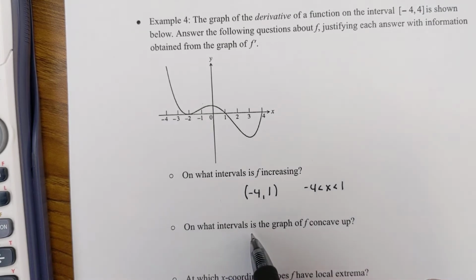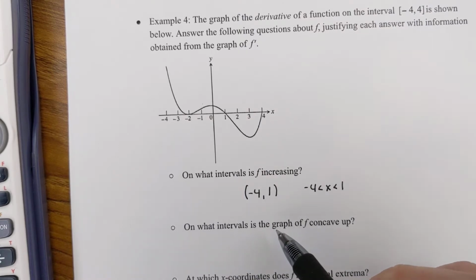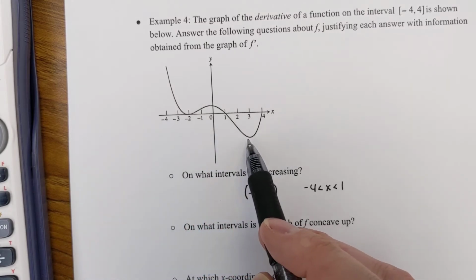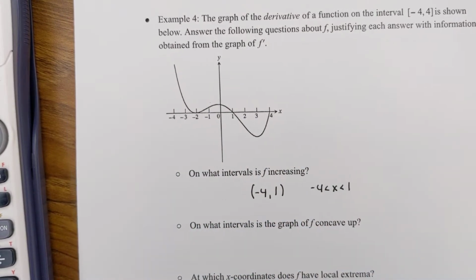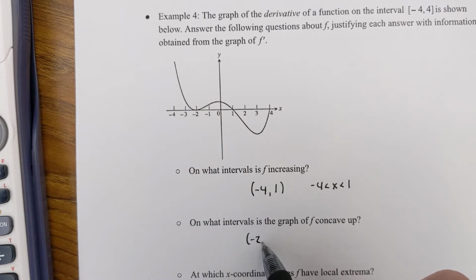On what intervals is the graph concave up? So we're actually looking at the slope here. So concave up means the second derivative is positive, which means the slope of the derivative equation is positive. So that occurs between -2 and 0, and between 3 and 4. So because the derivative rises here, so -2 to 0, and from 3 to 4.